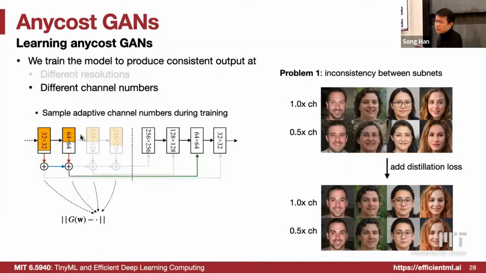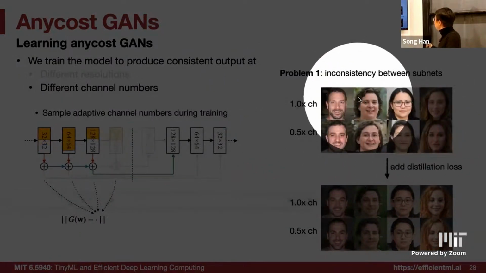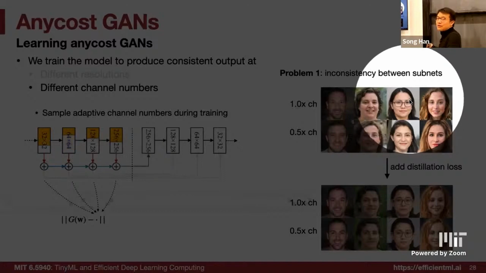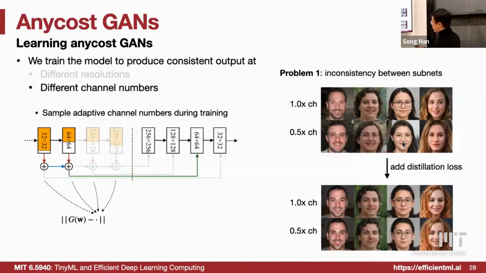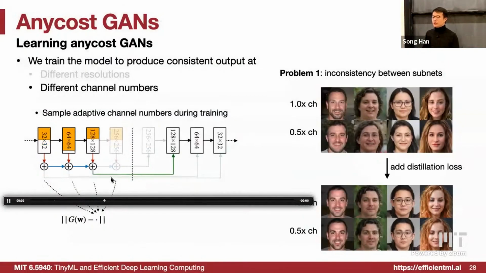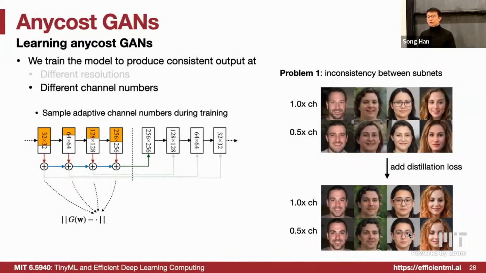We observed some inconsistency. For example, this is 100% of the channels and this is 50% of the channels. You see, they don't look like each other. The lady previously had a pair of glasses; now her glasses are gone. How do we solve this issue? We added a distillation loss at different stages, so that the image at full channel versus half of the channel still looks similar to each other.